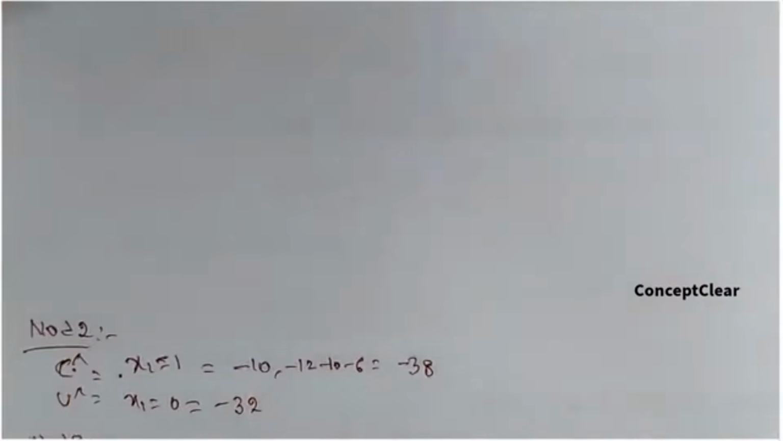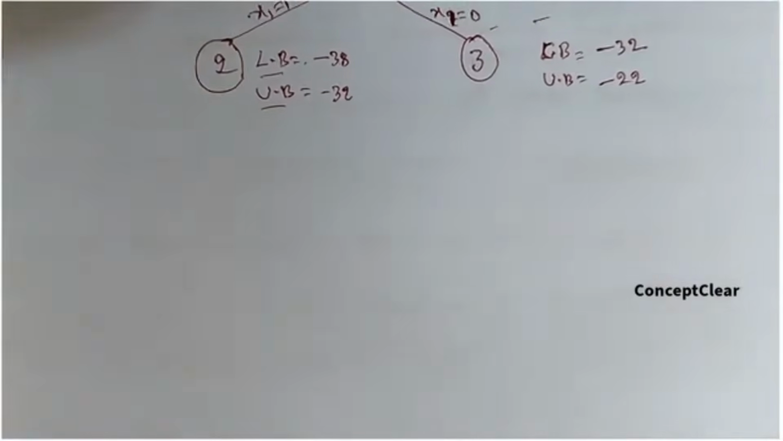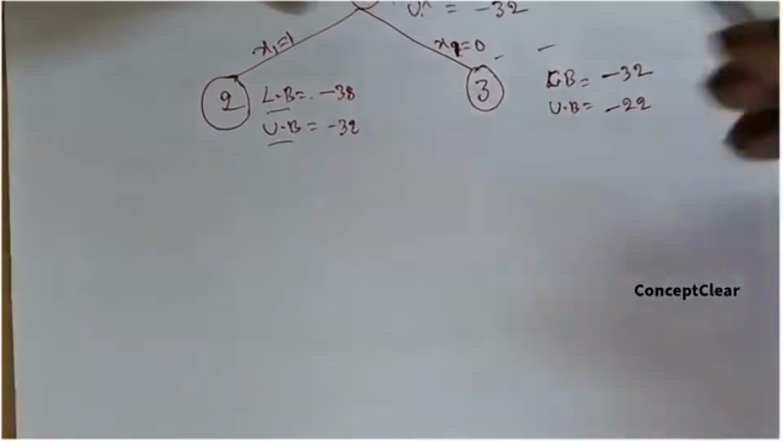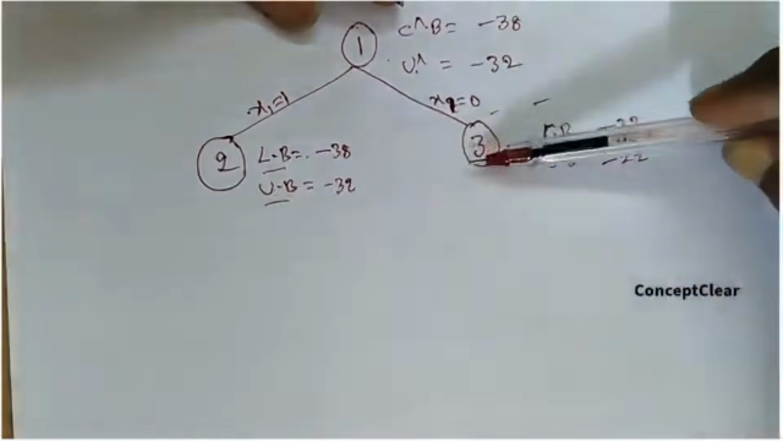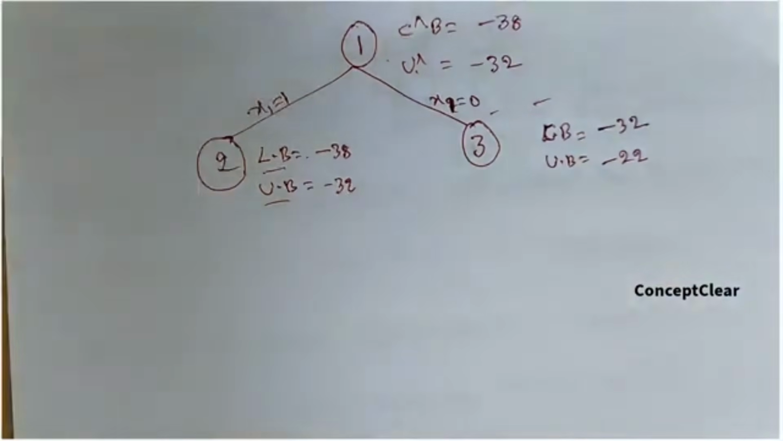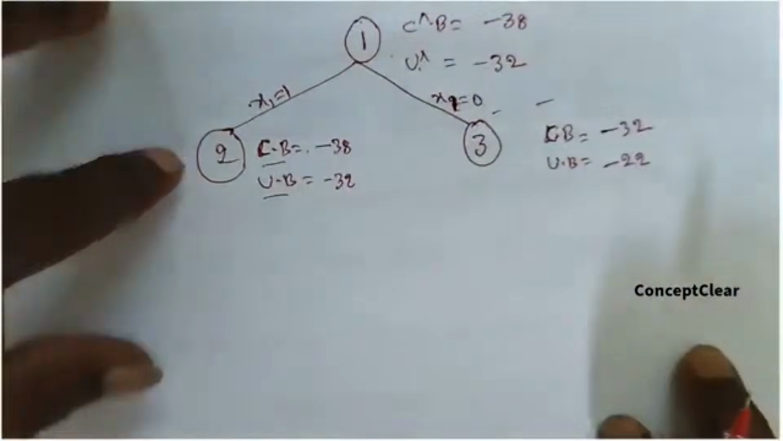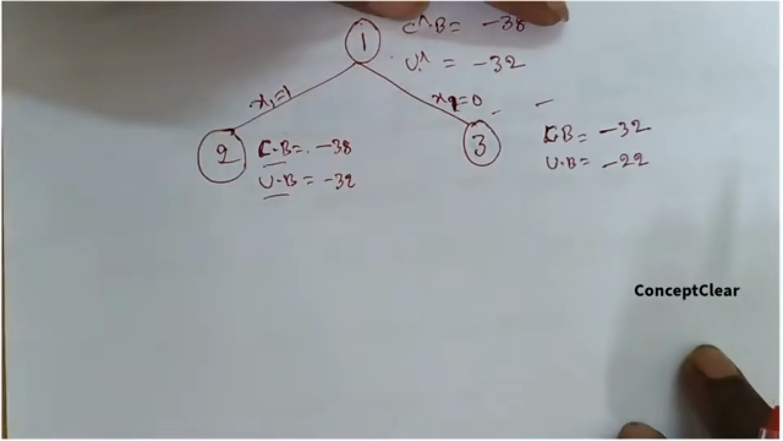Which is the least bound value? The side with the lesser bound value is the one that will be extended. Here the diagram branch has to be extended, either node 2 or node 3. Which side will be extended? The one with the least bound value, the smaller value.